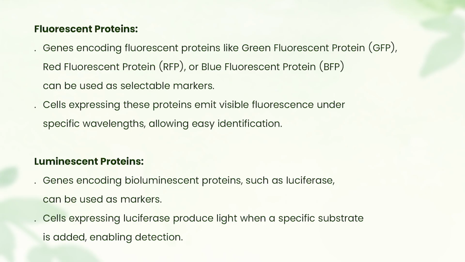In fluorescent proteins, genes encoding fluorescent proteins like green fluorescent protein, that is GFP, red fluorescent protein RFP, or blue fluorescent protein BFP can be used as selectable markers. Cells expressing these proteins emit visible fluorescence under specific wavelengths, allowing easy identification. Then luminescent protein, genes encoding bioluminescent proteins such as luciferase can be used as a marker. Cells expressing luciferase produce light when a specific substrate is added, enabling detection.